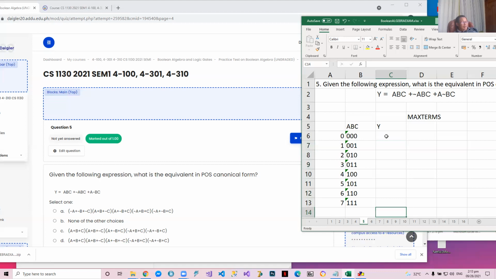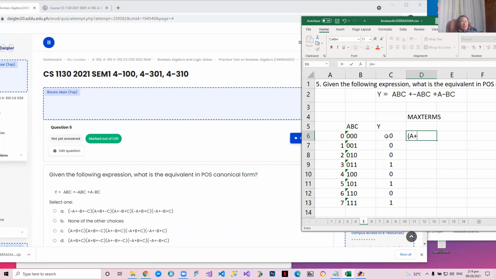So the first min term is ABC. So this is 1, 1, 1. The second min term is not A, B, C. So this is 0, 1, 1. The third min term is A, not B, C. So 1, 0, 1. All the rest are zeros. So we are looking for zeros, so we look for the max term. How do we write the max term? It's the opposite. If it's a zero, it's plain form. If it's a one, we complement. So A is a zero, so we'll say A.